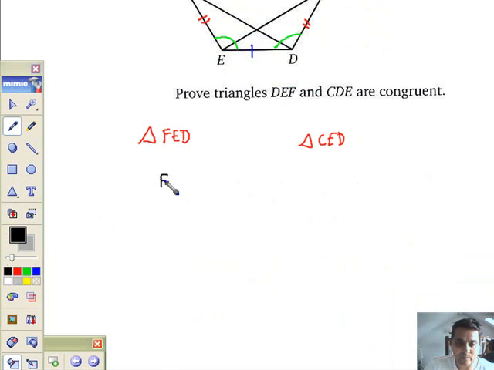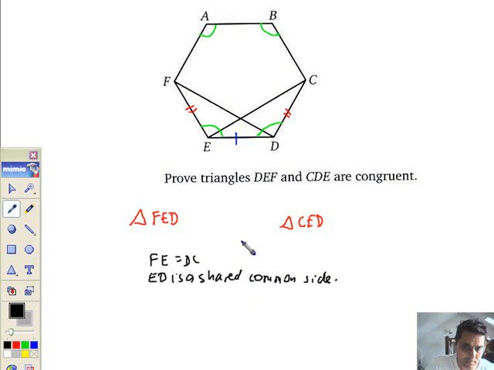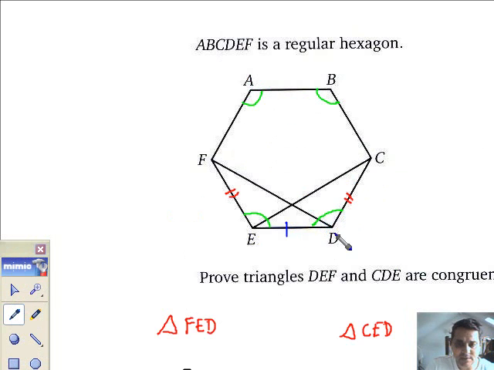I want to say that FE equals DC. I want to say that they share ED as a common side. ED is a shared common side. I've got angle FED is equivalent to angle EDC. So that one is that one. So what have we got so far? They've got a side, angle, side, side, angle, side.